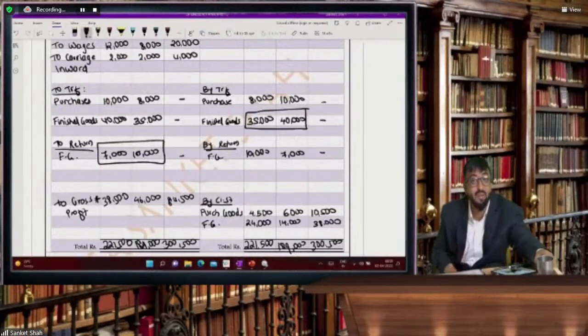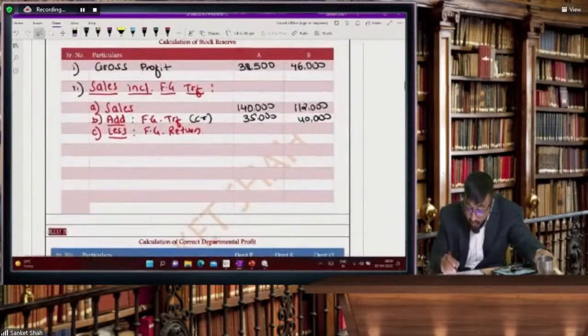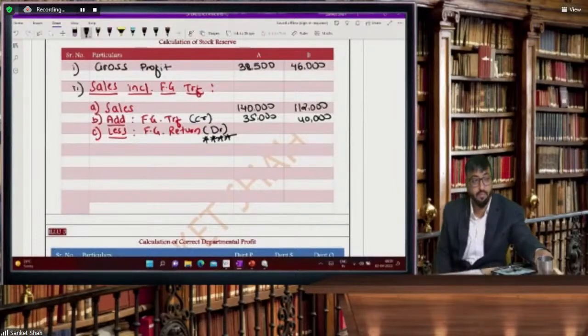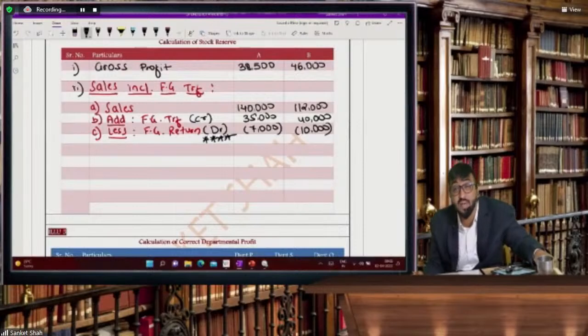Returns has a debit balance. So which returns will you consider here? Very important point, debit returns. If you deduct 10,000 and 7,000, you will get the wrong answer, my friend. What are you going to deduct here? 7,000 and 10,000. So what is the mistake normally students make in this problem? They deduct the credit side one. No, returns on the debit side. आपको debit side वाला return minus करना है.